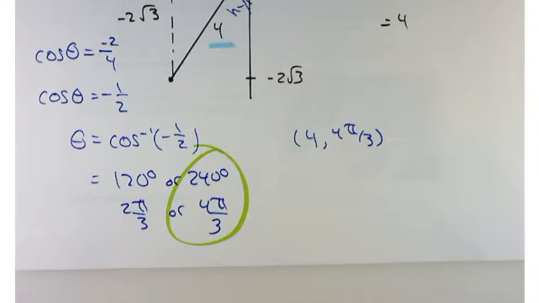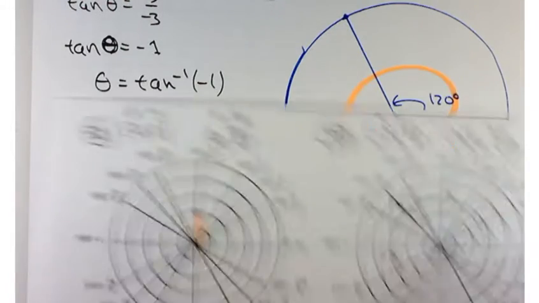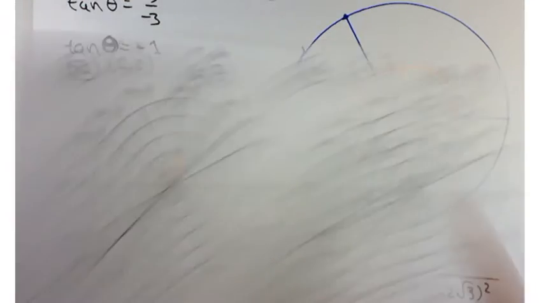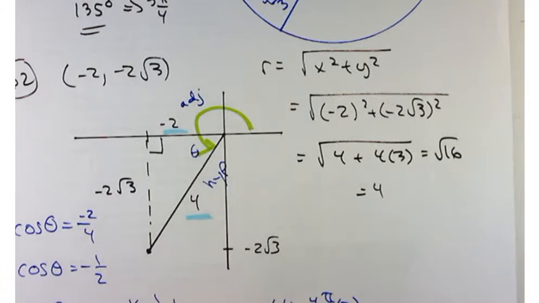Anything else on problem number 62? Feeling a little more comfortable with these? So there's a couple ways. Depending on the point, sometimes you can eyeball these like we did with problem 56, and to a lesser extent, problem number 60. If that doesn't work, then you can start using your formulas. So, a lot of ways you can work these things.